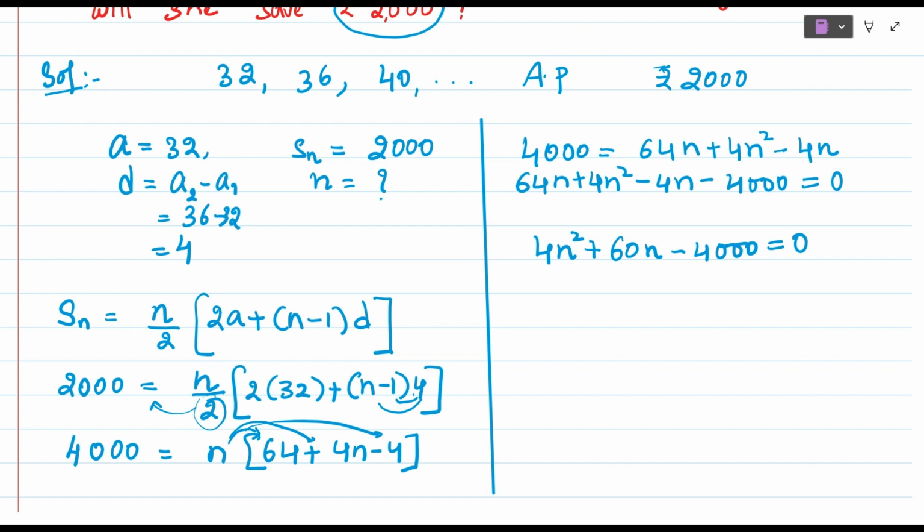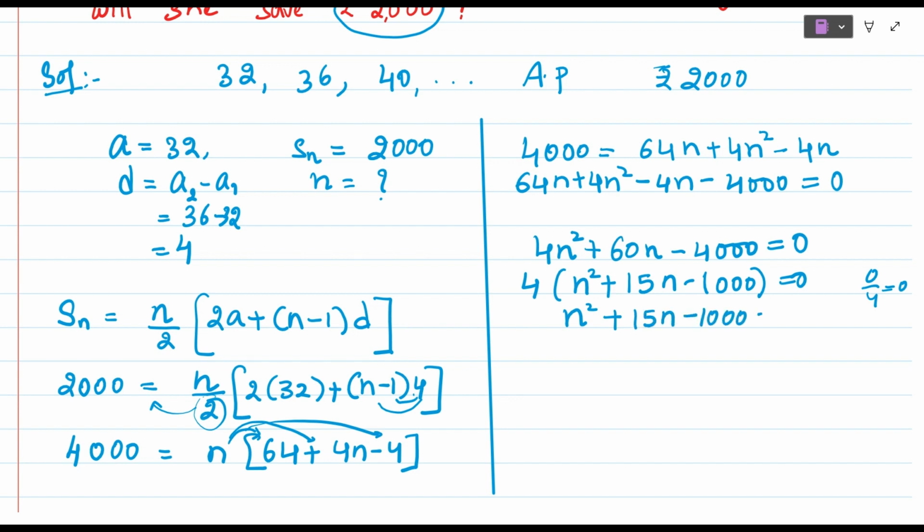Okay. So now take out the common number in all the three terms. In all the three terms we are having 4, that is, n square plus 15n, and 4 into 1000 is 4000, minus 1000, will be equal to 0. So into 4 after transposing becomes divided by 4. So 0 divided by 4 gives 0. So the quadratic equation we got is n square plus 15n minus 1000 will be equal to 0.